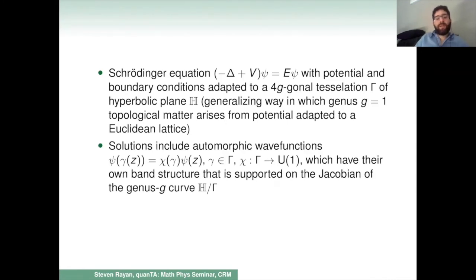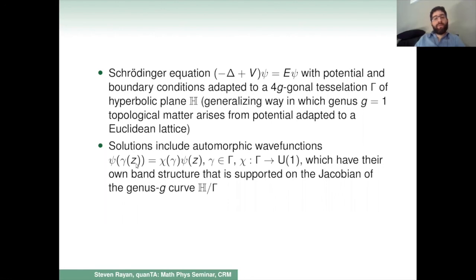The key here maybe is to understand that the tessellation has a Fuchsian group gamma, which is non-commutative. So there's a sort of non-commutative hurdle to get over, whereas in the Euclidean case everything was abelian. Well, the solutions to this particular equation on hyperbolic space include very nicely behaved wave functions, psi, wave functions that are automorphic with respect to this tiling.